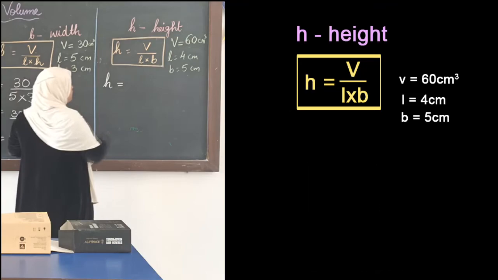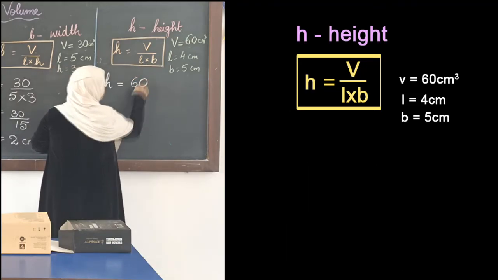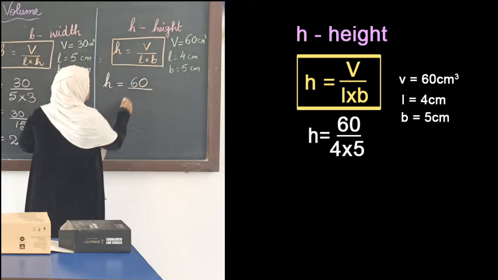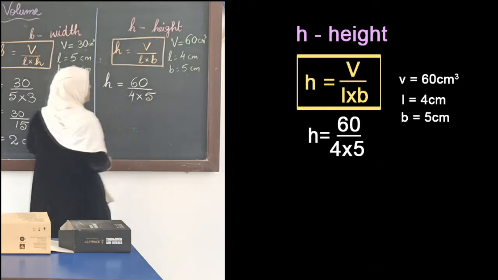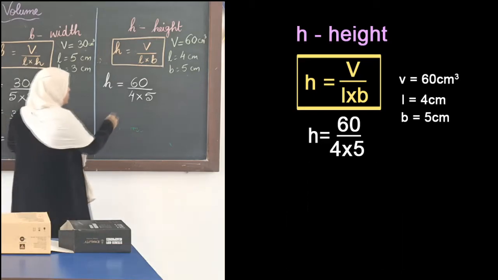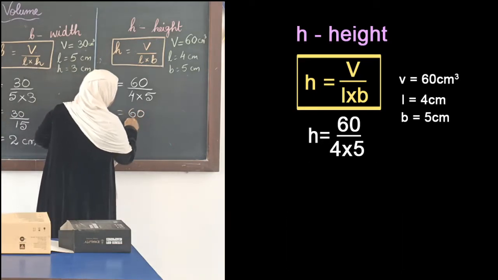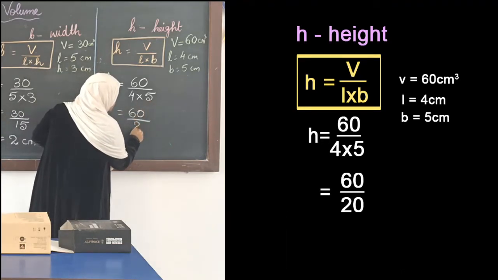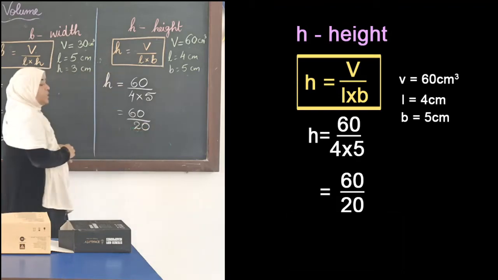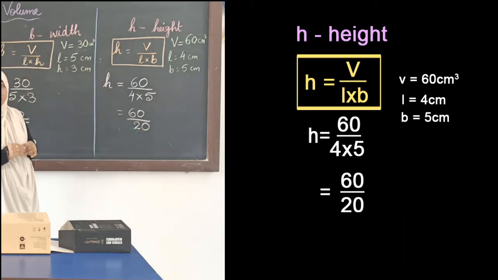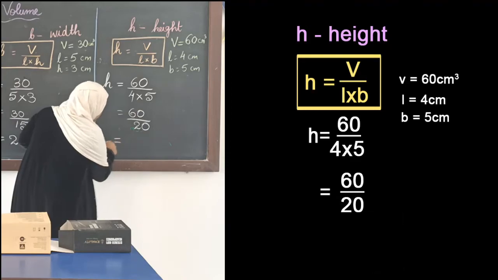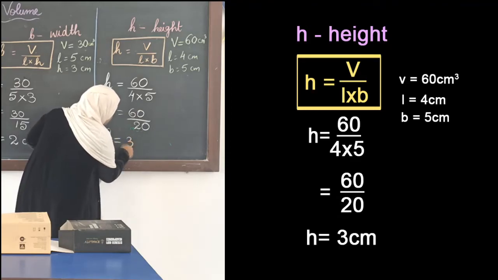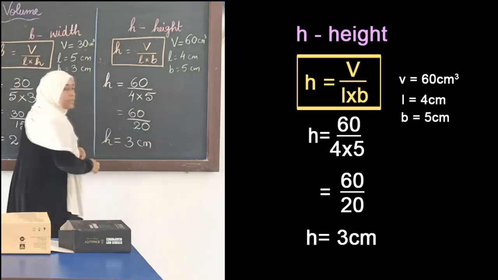H is equal to V, which is 60, upon length, which is 4, and width, which is 5. Let us do the calculation. 60 upon 4 into 5 is 20. Now 60 divided by 20. 20 into 3 is 60. So when we divide 60 with 20, we will get 3 as the answer. So height is equal to 3 centimeters.